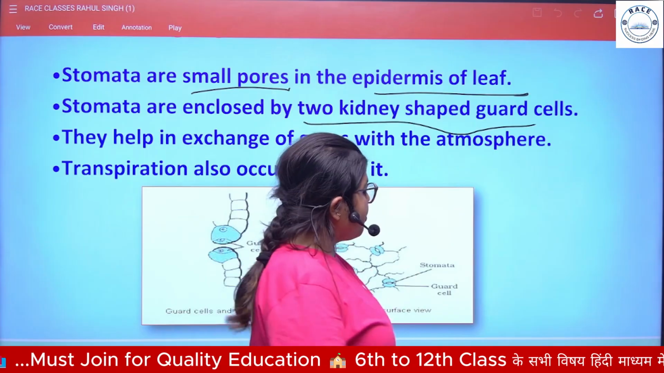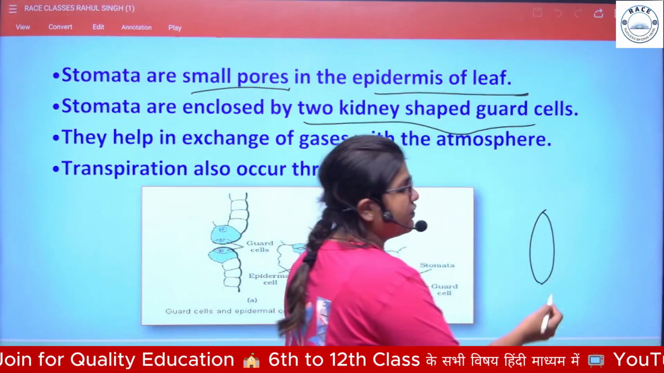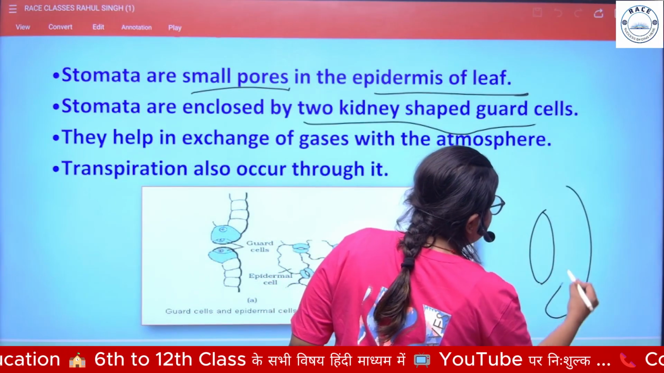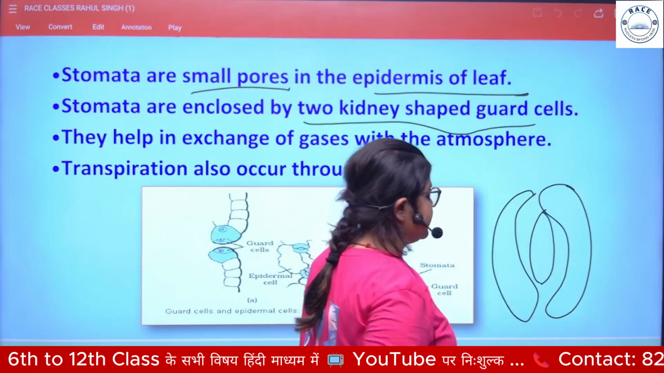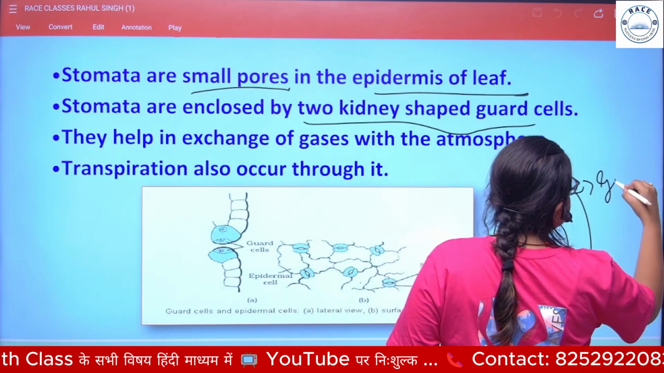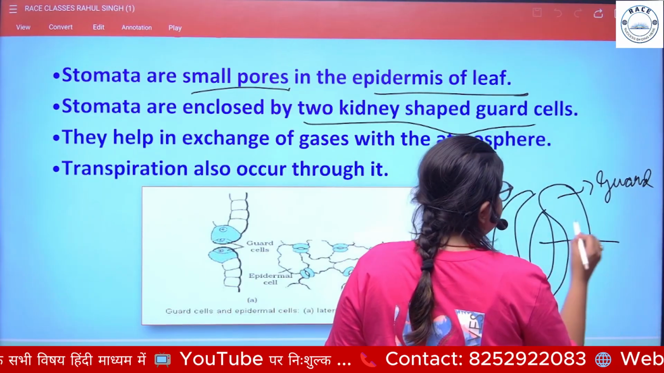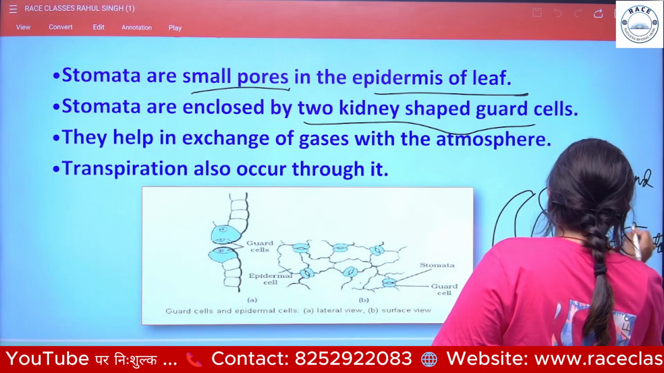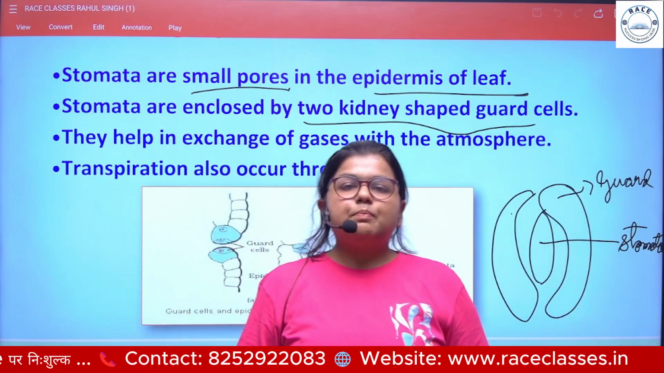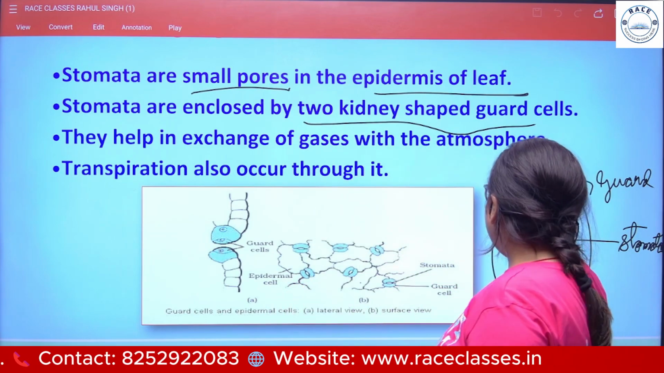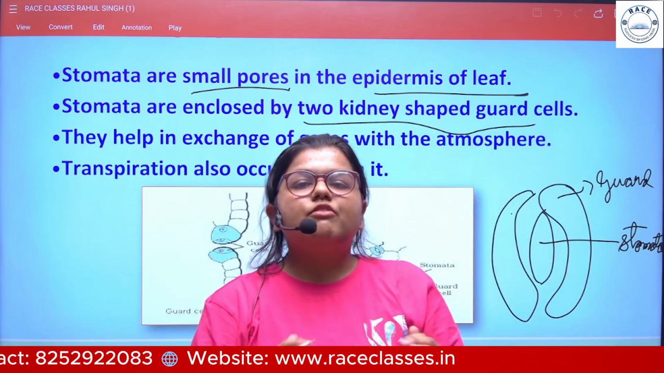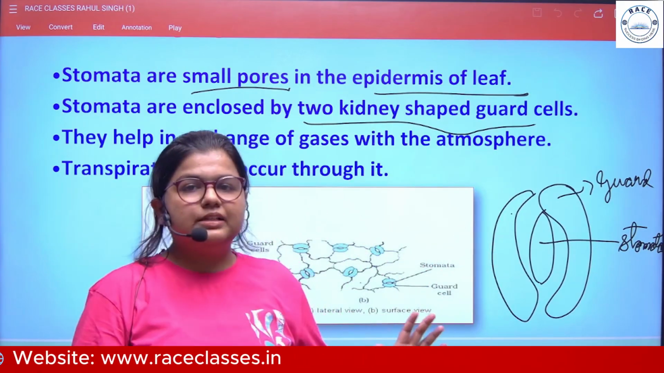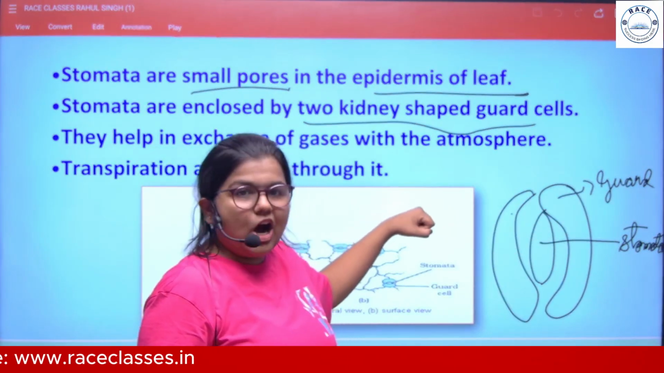So when we talk about stomata, for example, this is a stomatal aperture. It is guarded by two kidney-shaped guard cells. These are your guard cells, and this is your stomata or aperture. What do these cells help with? They help in transpiration. They guard the stomatal aperture, helping in the opening or closing of the stomata whenever needed.